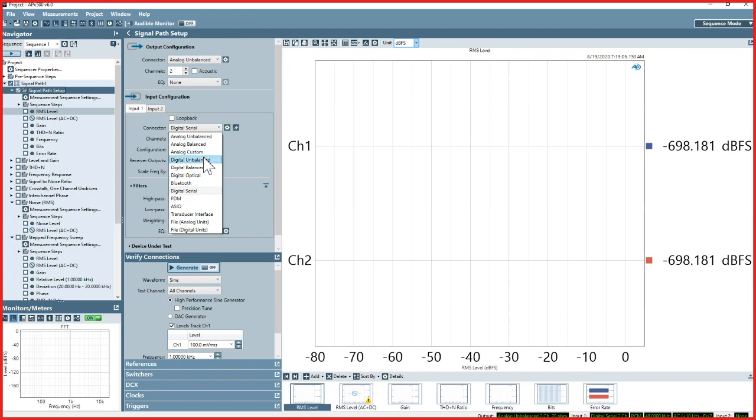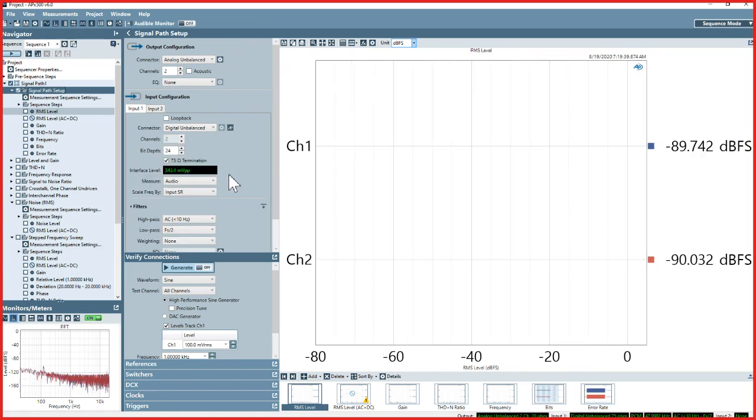Now, here's a place where we should disambiguate some Audio Precision terminology versus the rest of the world. On an Audio Precision analyzer, digital unbalanced is essentially synonymous with SPDIF. Now, this is SPDIF / AES3 / IEC 61937, but it's a single-ended digital interface. You'll see this on some professional equipment, some consumer equipment.